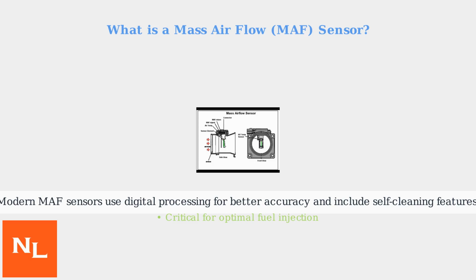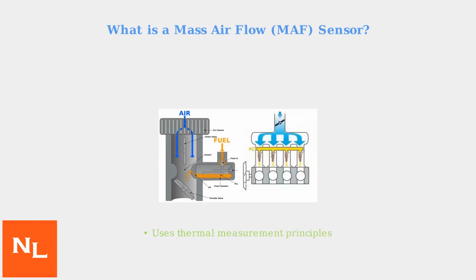The MAF sensor operates on thermal principles. A heated element cools as air flows past it, allowing precise calculation of air mass. Modern MAF sensors incorporate digital signal processing for improved accuracy and reliability. Many also feature self-cleaning mechanisms or adaptive algorithms that help maintain performance even in challenging conditions like dust or oil contamination.